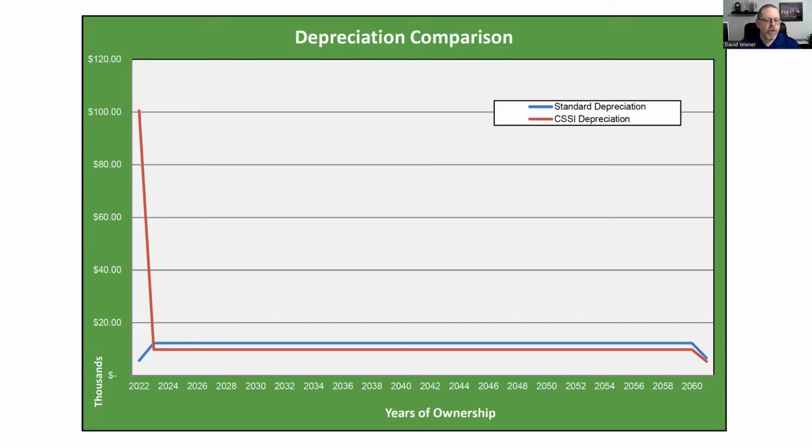So in this graph, the blue line represents straight line depreciation. If you just divided it out by the life of the property, rental residential property is 27.5 years. Short-term rentals are treated like a business and treated like commercial property. They're 39 years, and commercial property is 39 years.